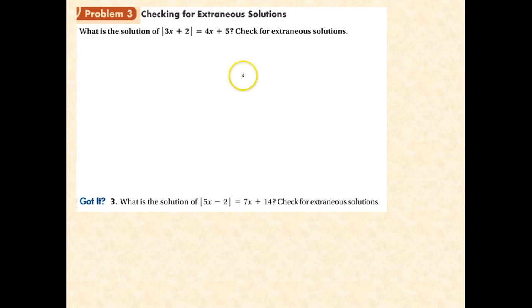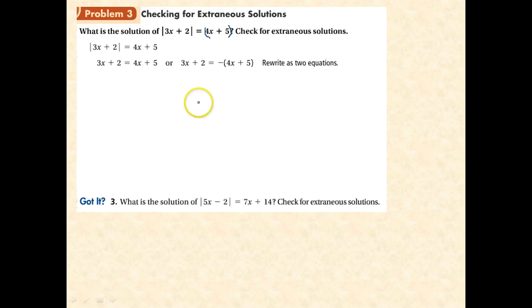Alright, so let's do this. The absolute value of 3x plus 2 equals 4x plus 5. The absolute value is by itself. So the inside has to equal either positive 4x plus 5 or negative 4x plus 5. So what does that look like? 3x plus 2 can equal 4x plus 5, or 3x plus 2 can equal the negative of 4x plus 5. That means we have to bring the negative through to both parts.